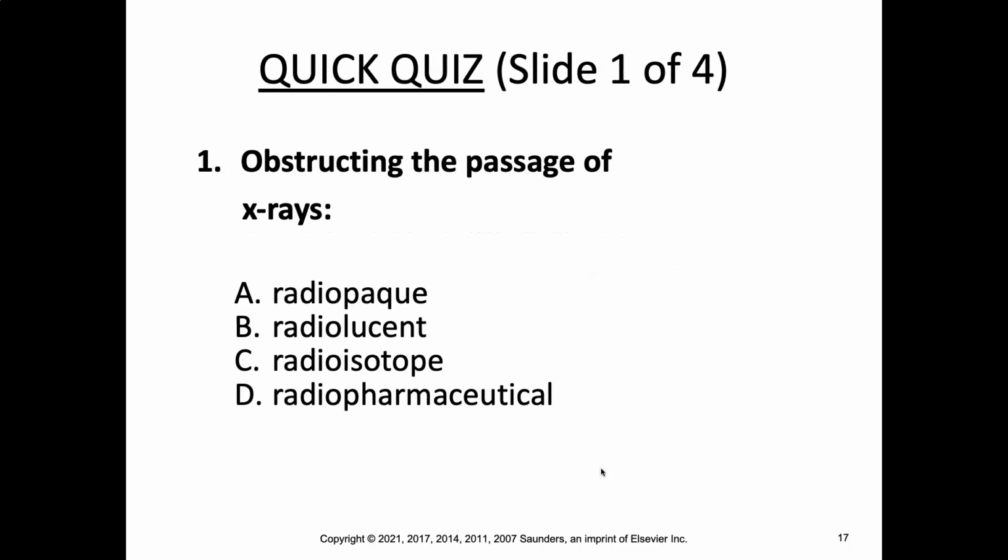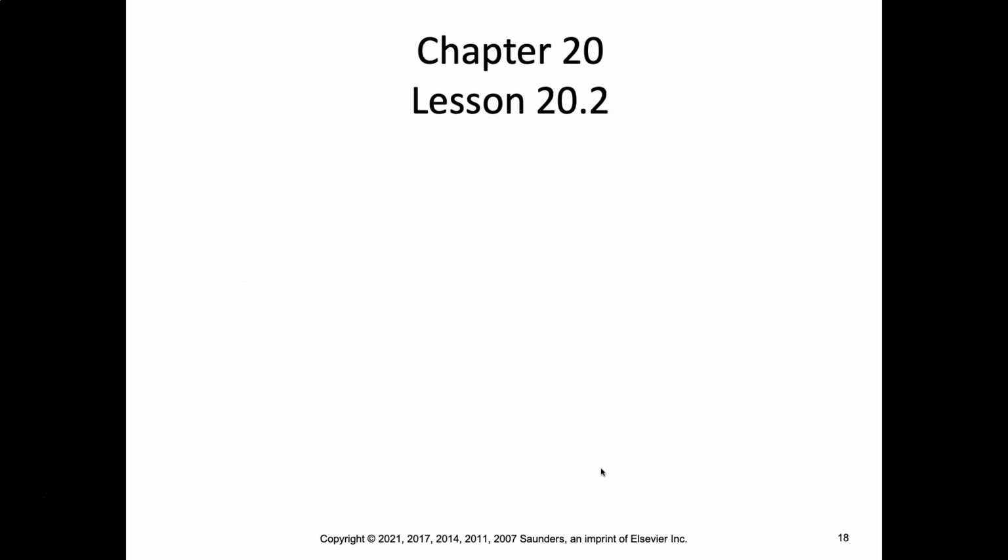Obstructing the passage of x-rays. Quick quiz. We all know that radio is x-ray, and that's there as the root, but which one of these suffixes means obstructing? And I think you can get it. If not, check your book.